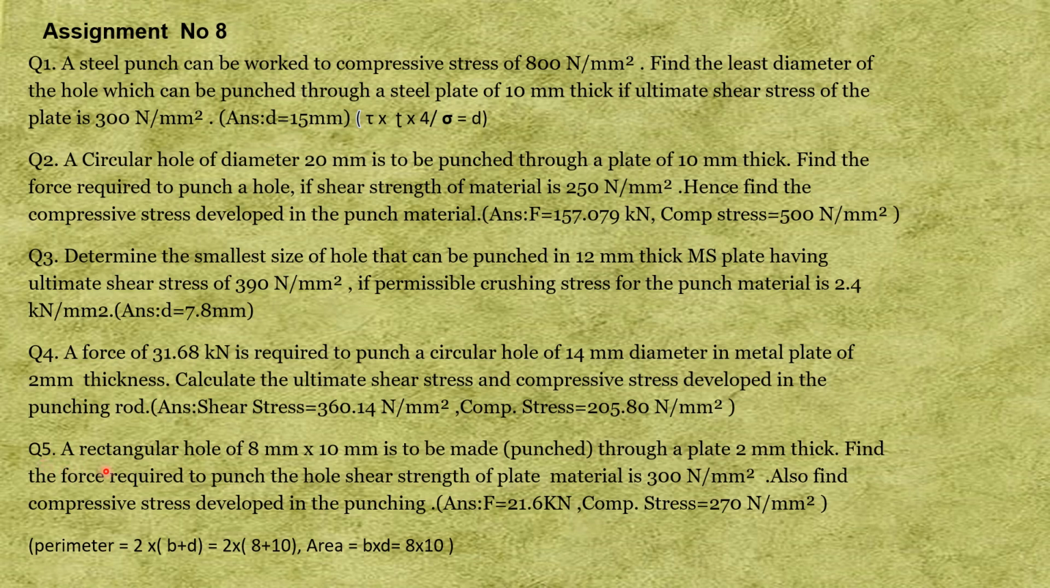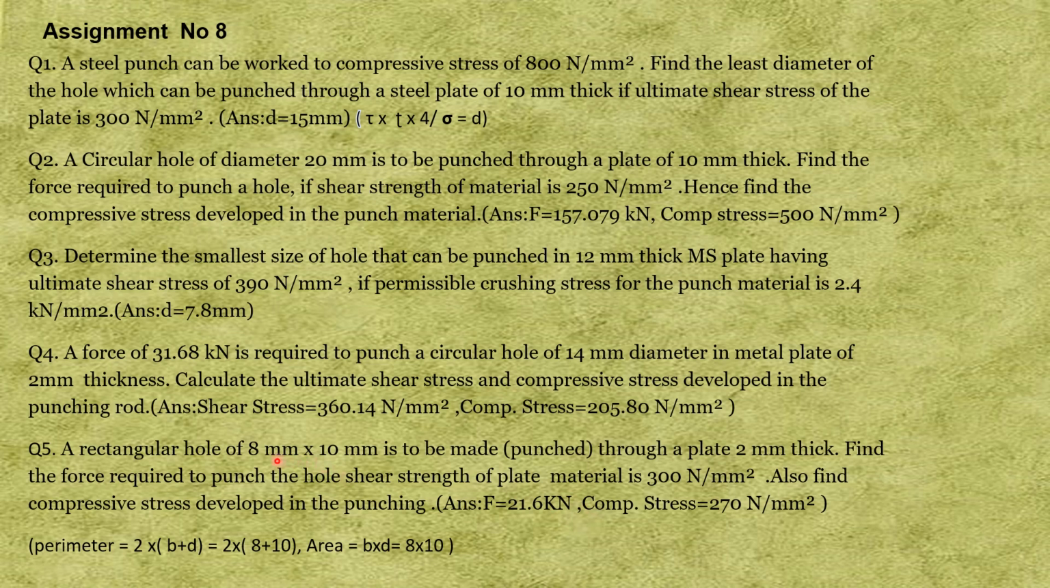Question number 5. A rectangular hole of 8 mm by 10 mm is to be made through a plate 2 mm thick. Find the force required to punch the hole. Shear strength of the plate material is 300 Newton per mm square. Also find the compressive stress developed in punching. F is equal to 21.6 kilonewton. Compressive stress is 270 Newton per mm square. See whether you are getting this answer.